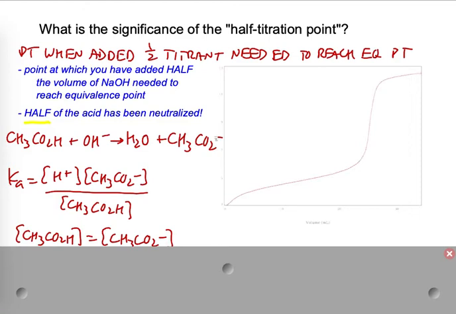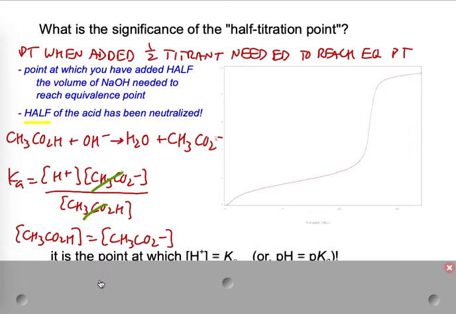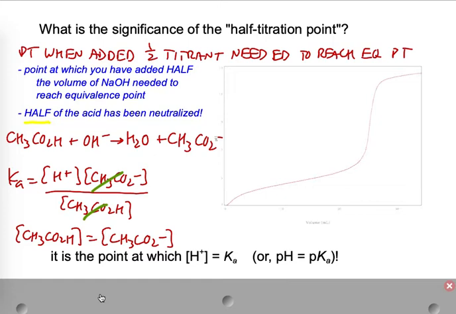If those concentrations are equal to each other, then they simply cancel. And what I find is the half titration point is the point at which the hydrogen ion concentration is equal to Ka, or taking the base 10 negative logarithm, pH is equal to pKa. Okay? So to annotate this graph, here again is the equivalence point, where our most important species present is the acetate anion.